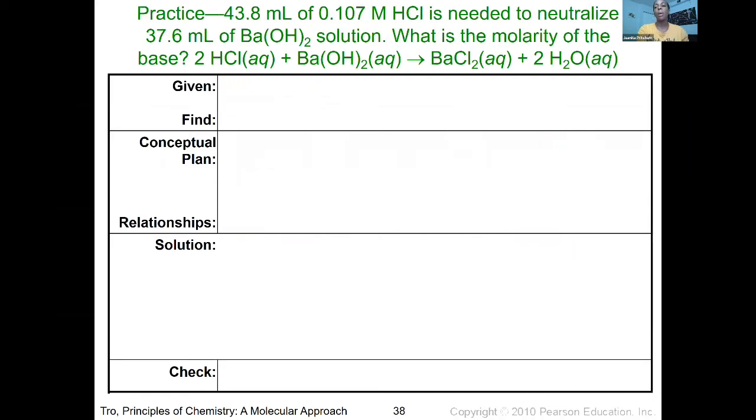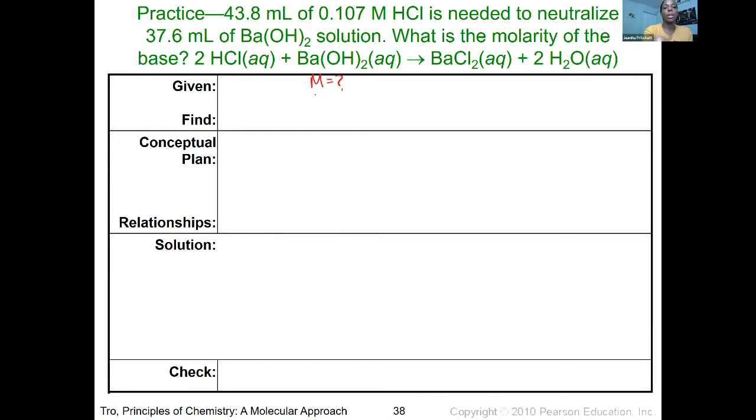Next problem, and this time I am going to try to string things together using just the simple unit conversion and dimensional analysis that we know. So this says 43.8 milliliters of 0.107 molar HCl is needed to neutralize 37.6 milliliters of barium hydroxide solution. What is the molarity of the base? And so again, here, the base in this case is barium hydroxide. So we're looking for the molarity.